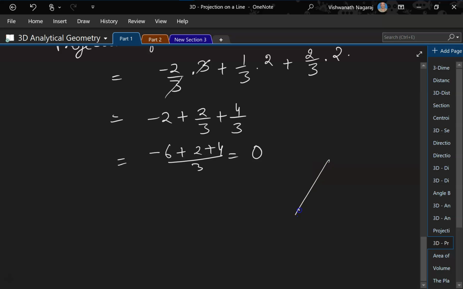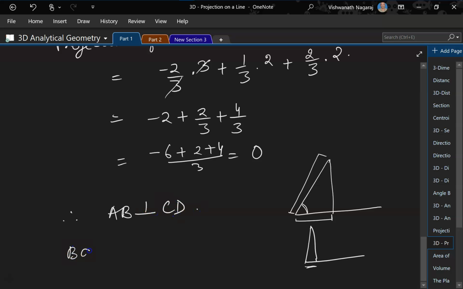Remember, we are talking of two lines, right? If there is an angle between them, the projection would be this, right? So this would be the projection of this. Clear? So as this angle keeps increasing, what will happen? This will keep reducing, right? And when will it become 0? When the angle is 90 degrees. So therefore, what we have proved is that AB is perpendicular to CD.